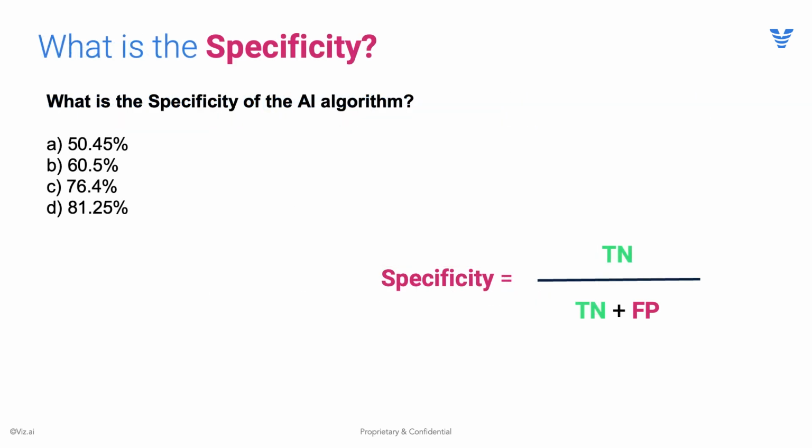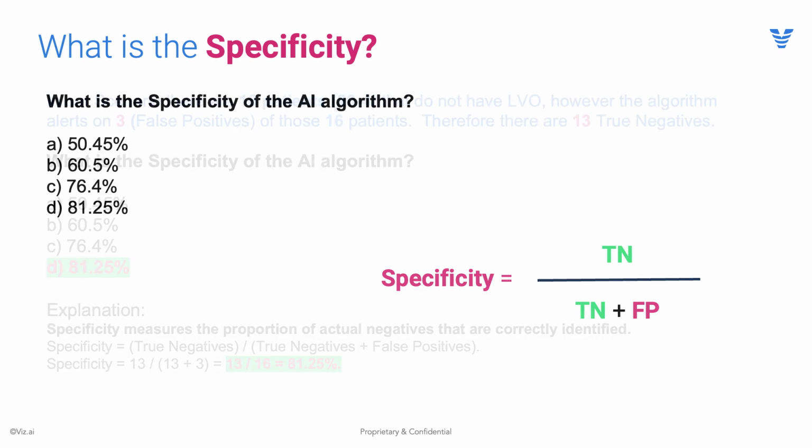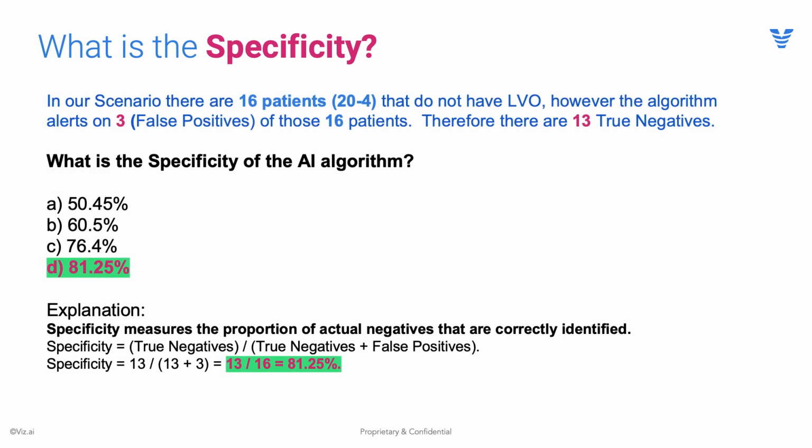I'll be honest and say that for me, specificity was harder to wrap my head around when I first started thinking about it than sensitivity was, because we don't often think about the impact of our non-findings. But this is assessing performance against patients without disease. How likely were we to correctly identify them as not having disease via the algorithm? And the answer is D, 81.25%. 13 divided by 16 provides that value. We had 13 true negatives and 16 total patients that actually were negative.